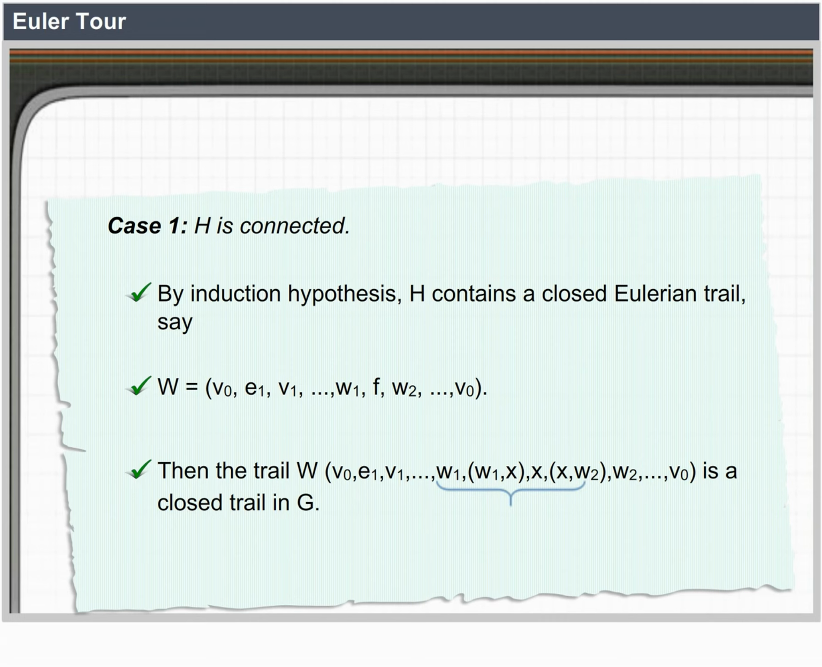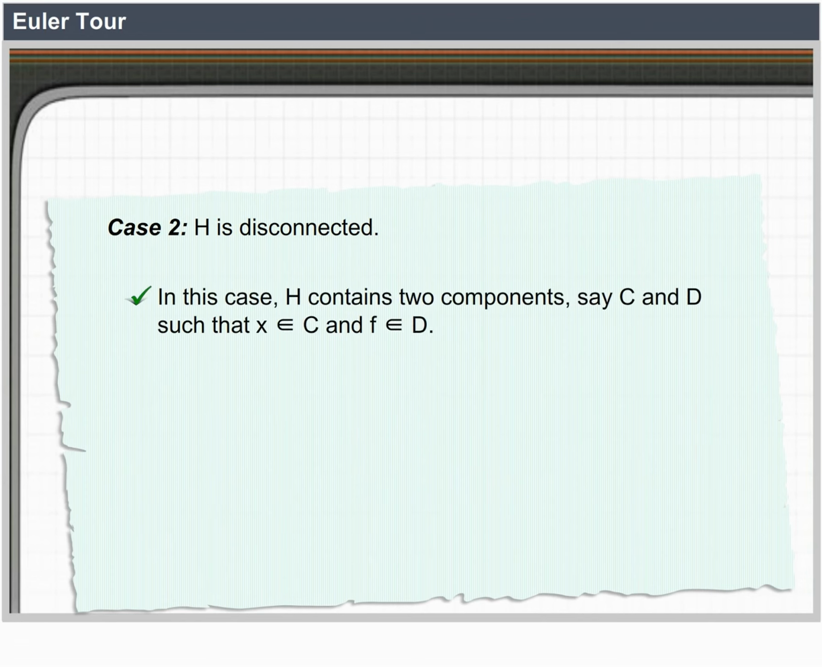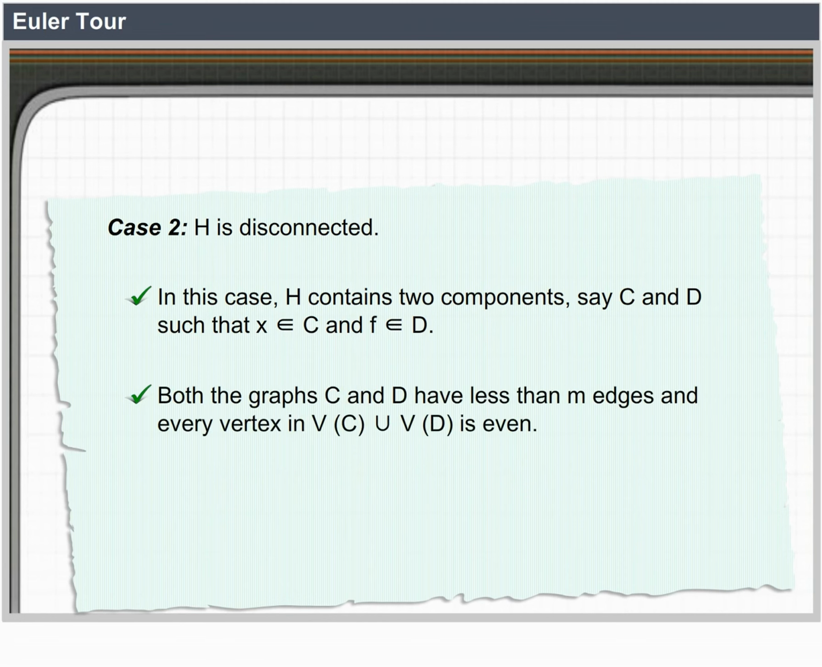Case 2. H is disconnected. In this case, H contains two components, say C and D, such that X belongs to C and Z belongs to D. Both the graphs C and D have less than m edges, and every vertex in V(C) union V(D) is even.